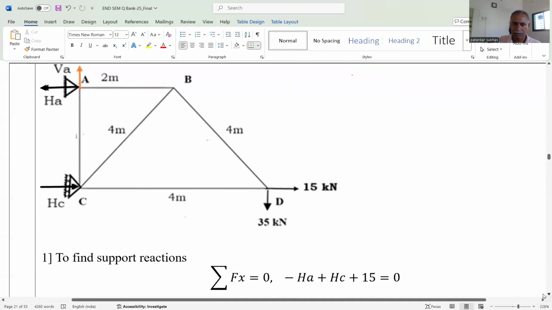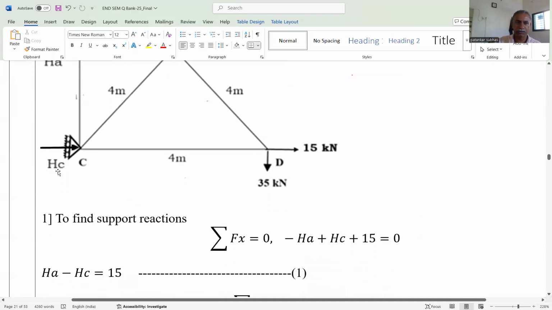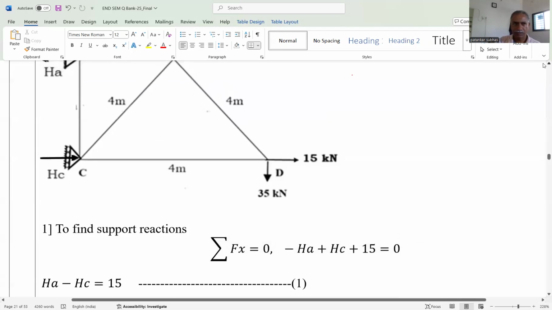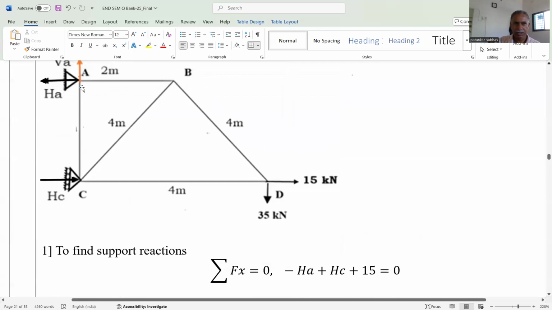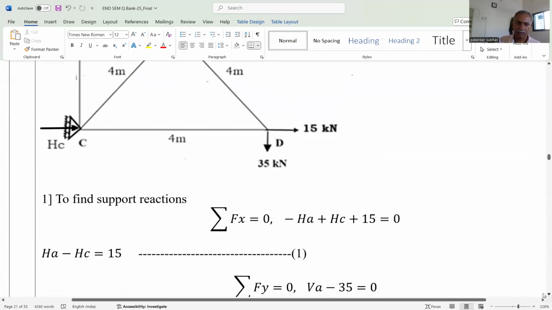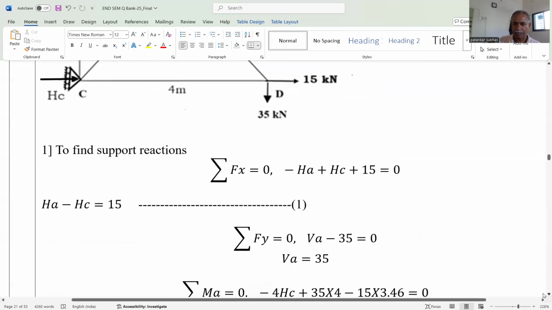So this is the calculation. Summation Fx is equal to 0: HA, horizontal reaction at A, HC, horizontal reaction at C, minus 15 is equal to 0. The direction of HA is taken in this direction. That's why this is minus, this is plus, and this is plus, equal to 0. So HA minus HC is equal to 15. This is equation number 1.